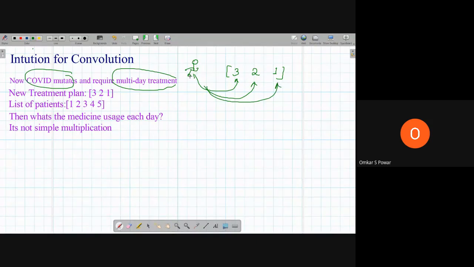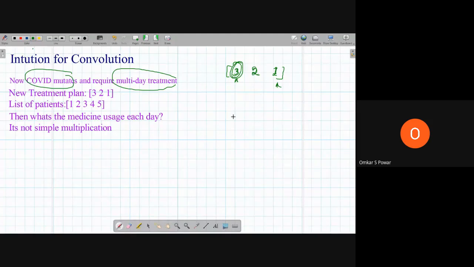Okay, so previously there was only one dosage. If he comes, he'll get 3 units of injection, it's over. But now since COVID has mutated, it is 3, 2 and 1. Okay, then the list of patients. Let the list of patients be the same for our understanding.